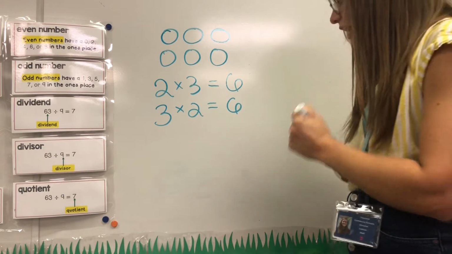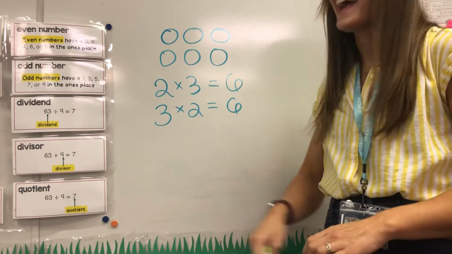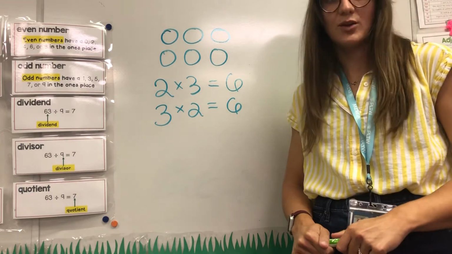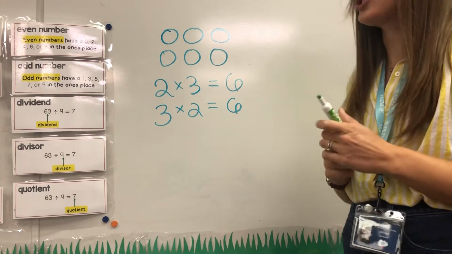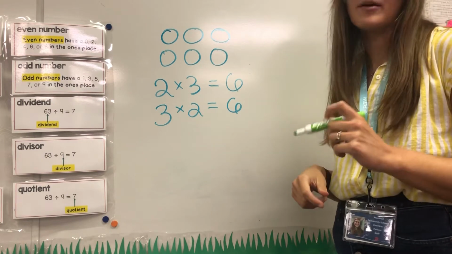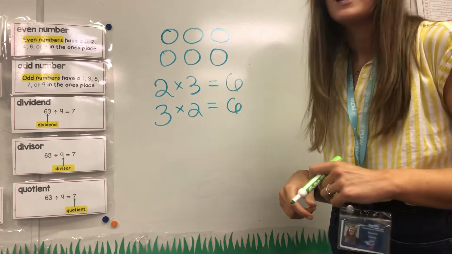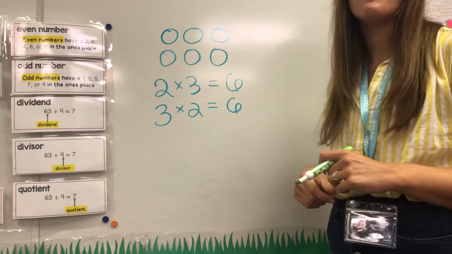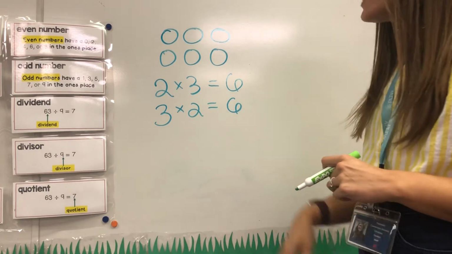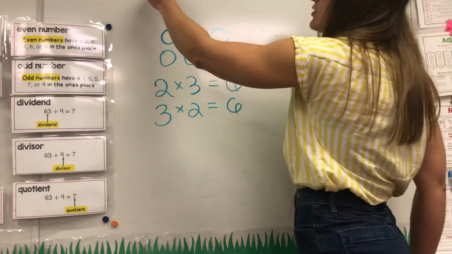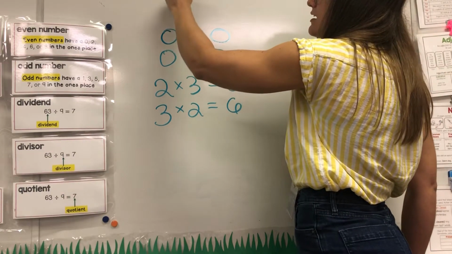Okay, now let's take a look at how we can write a division equation for this array. When writing a division equation, you have to start with your number called a dividend. And your dividend is the biggest number in your equation. We will be using the numbers 2, 3, and 6.